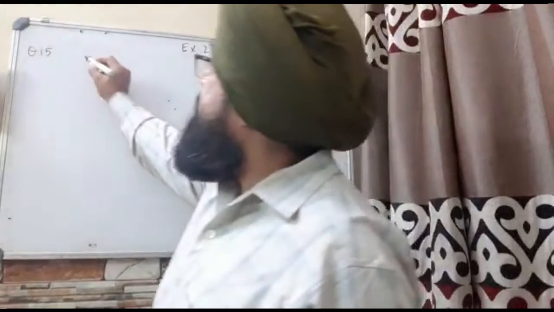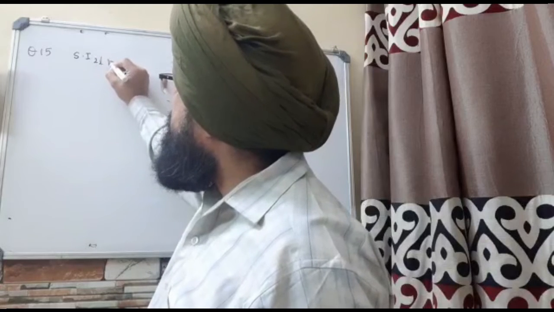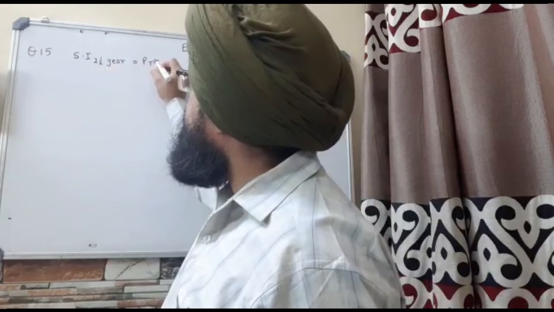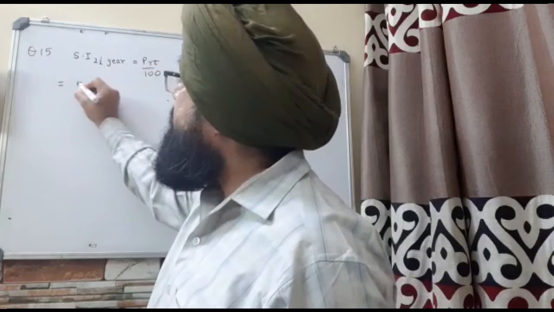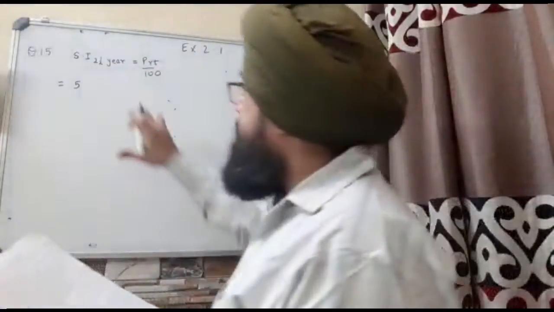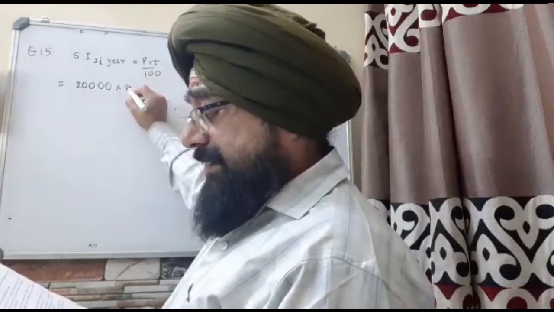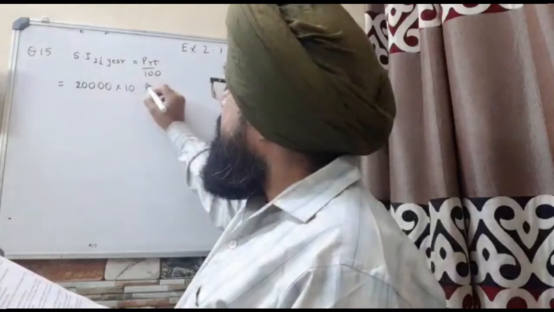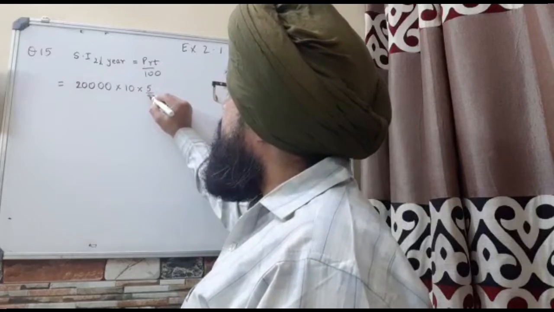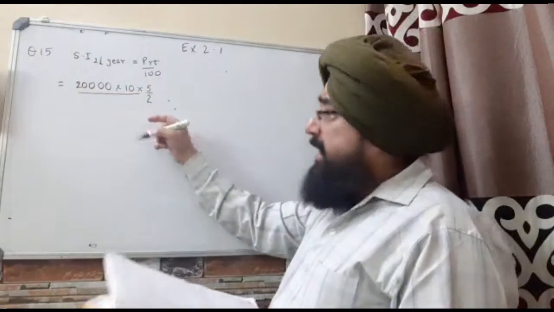So simple interest is quite simple. You can calculate it directly. Simple interest for 2.5 years will be calculated directly using the formula PRT upon 100. So here P is how much he is borrowing? He is borrowing 20,000. So 20,000 is the principal. Rate is 10% per annum. Time is 2.5 years, meaning 5 upon 2 of the years. 2.5 makes it 5 upon 2, and upon 100.